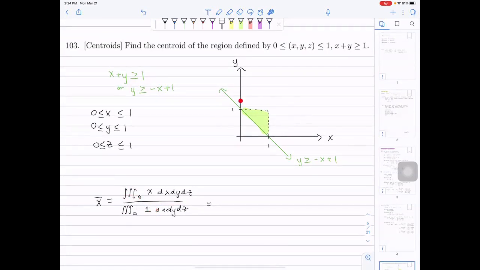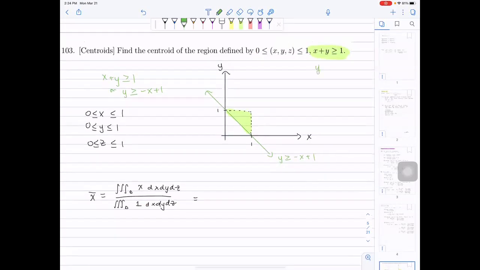Now, how did I draw this region? Well, we know that x, y, and z are between 0 and 1. And then you have this term, x plus y greater than or equal to 1. I rewrote that so that I knew how to draw it. If you subtract x on both sides, you get the line. Yes. Because this is in 2D and this is in 3D. They're technically all the same, just depending on whether you're 2-dimensional or 3D.